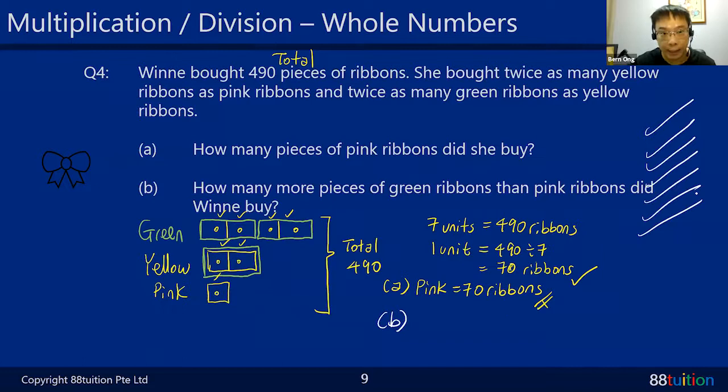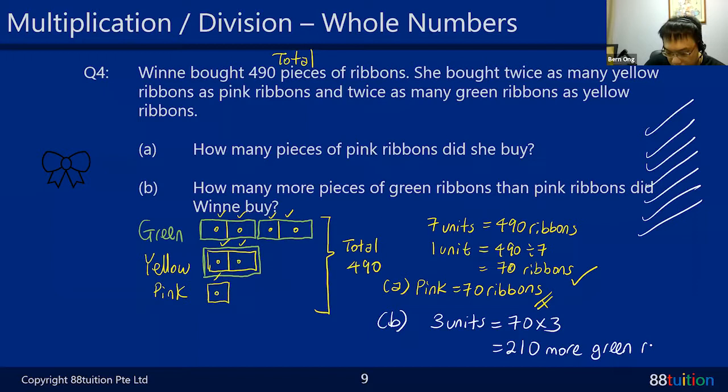Can do it one. Okay, so part B. How many more green than pink did Winnie buy? Is it true that she bought more green? Yes. All right. She bought 4 units of green. And pink, she bought 1 unit. But how many more is 3 units? So down here, immediately find 3 units. It will be faster. 3 units is equal to what? 70 times 3. Answer is 210 more green ribbons. And that's how you do it.